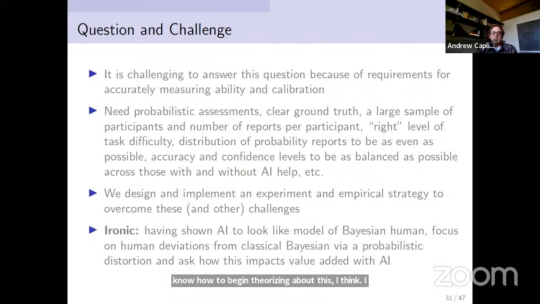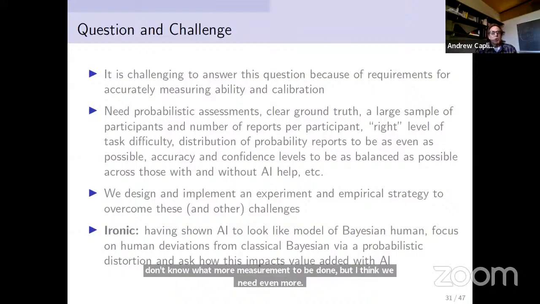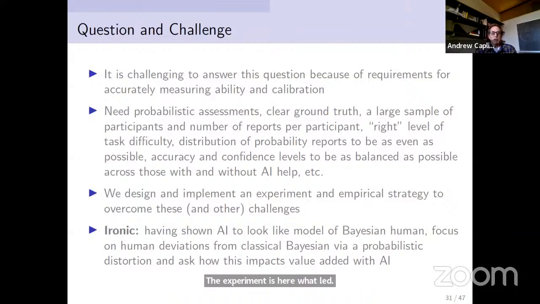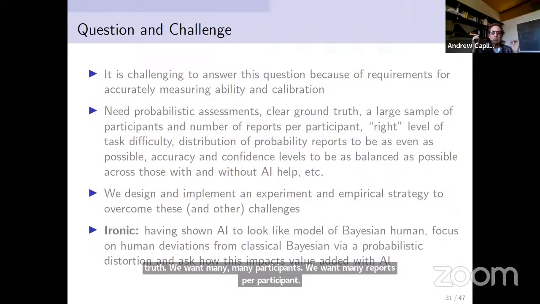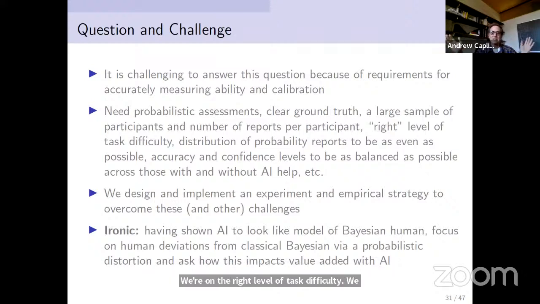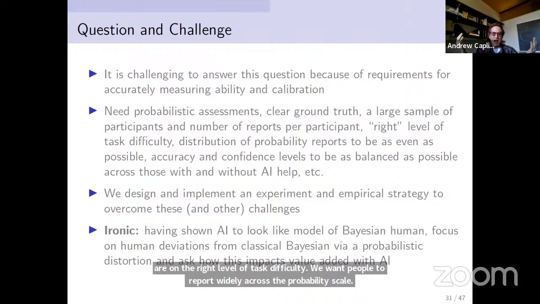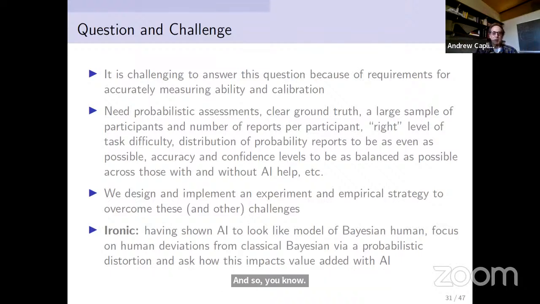The experiment is here. What leads is we know what we want to do. We want to set people up so they have a task in which they give probability assessments in a setting in which there's a clear ground truth. We want many, many participants, so we want many reports per participant. We want the right level of task difficulty. We want people to report widely across the probability scale. And so, this is a tough design problem.